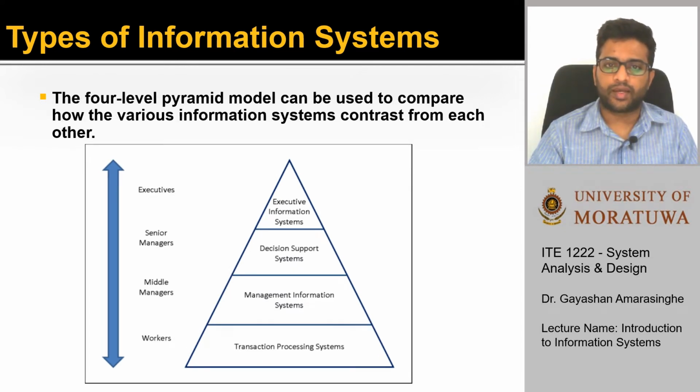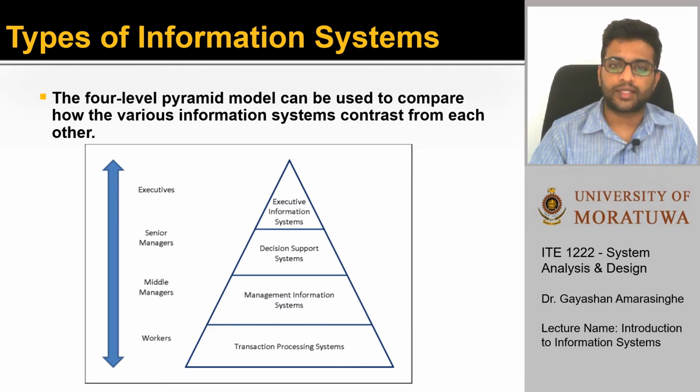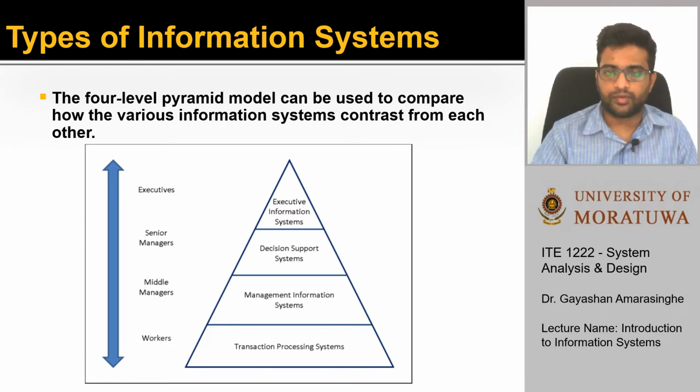Another approach to classifying information systems is to see how they are compared with each other. The four-level pyramid shown here can be used to conduct this comparison. As you can see here, the higher up the pyramid that you go, the higher the stakes and responsibilities for the users of that particular system. Workers of an organization will mainly interact with the transaction processing systems, whereas C-level executives will always work with executive information systems.